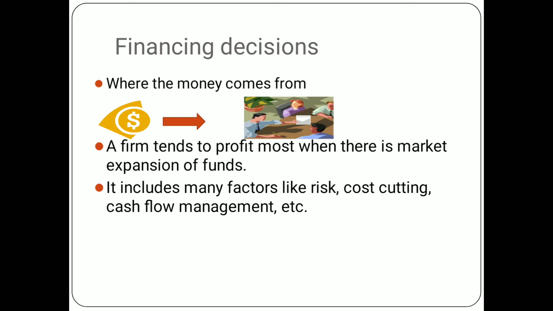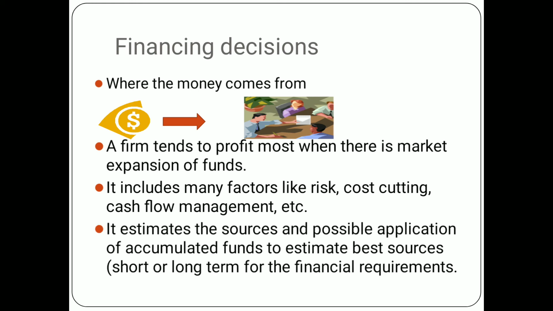Financial planning decisions always attempt to estimate the sources and the possible application of the accumulated funds. Mainly these financial decisions include the capital structure decisions that involve identifying the various sources of funds, which may be long term or short term. These things are required for the financial decisions.